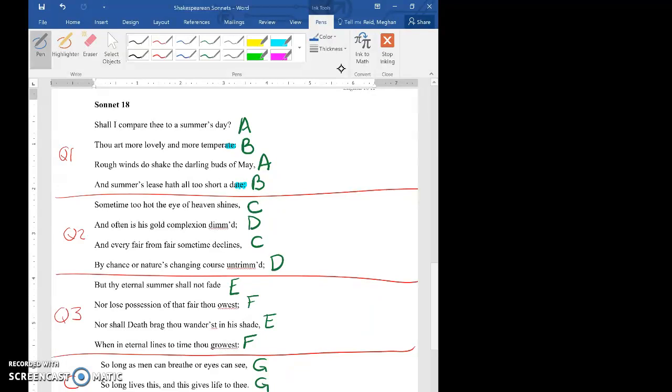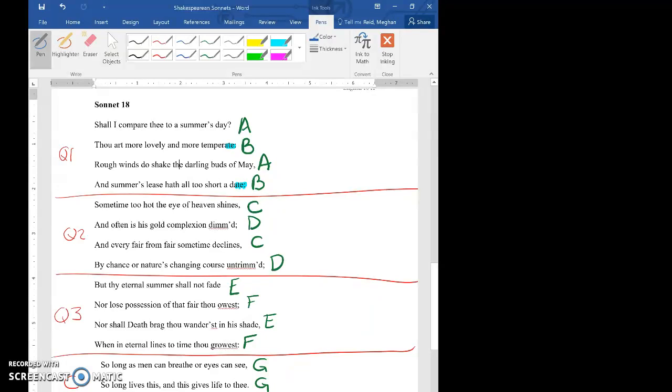So let's look at the first line. Shall I compare thee to a summer's day? Now, we need to figure out how many syllables this has. Do you remember how many syllables a poem in Shakespearean sonnet form has? You're right, it has 10 syllables. All right, so we're looking at 10 syllables.